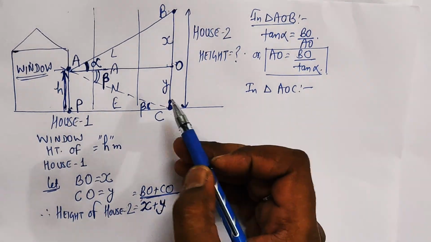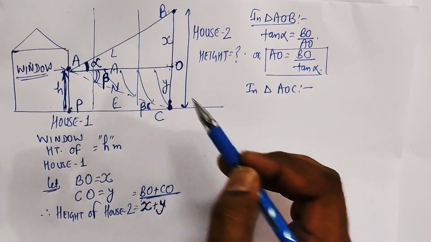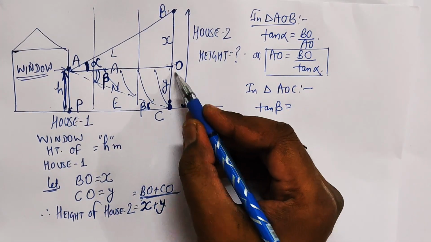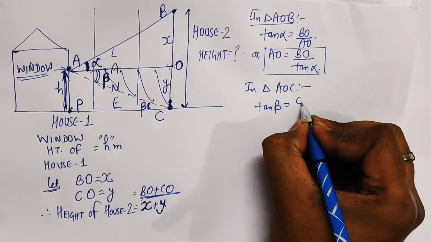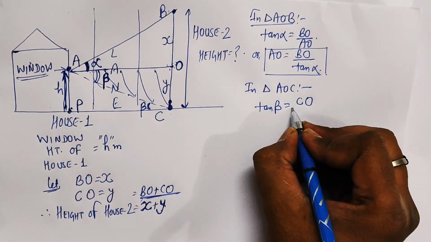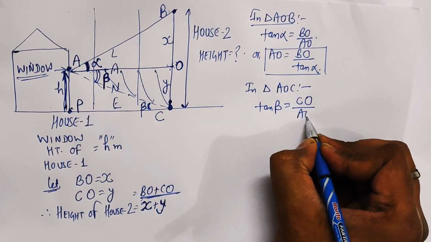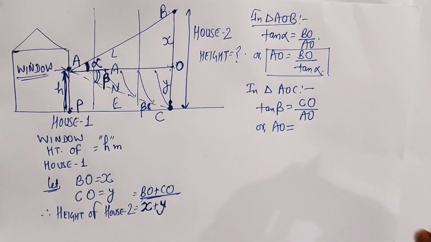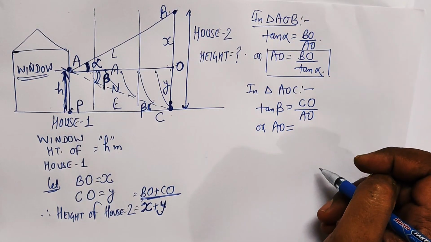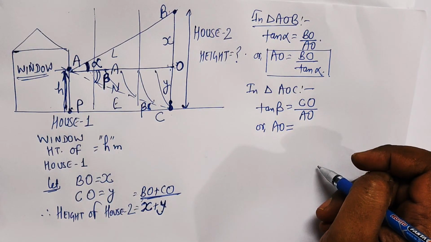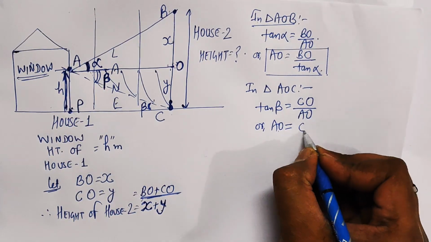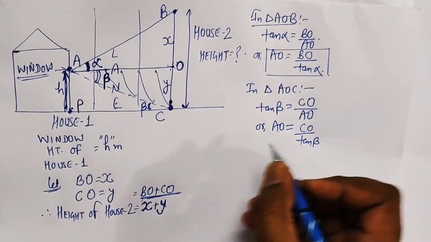Now take another triangle AOC. In triangle AOC, the shaded one, we can say tan beta. Just look from the top side. AO will be the base and CO will be the height. So tan beta will be CO by AO, right? And from this relation, the value of AO can be written as CO by tan beta, right? CO by tan beta. So I am writing it over here.